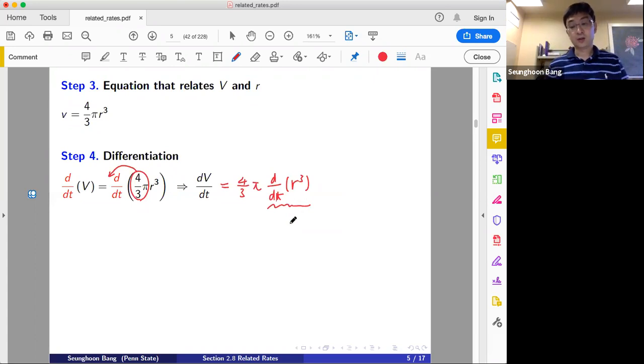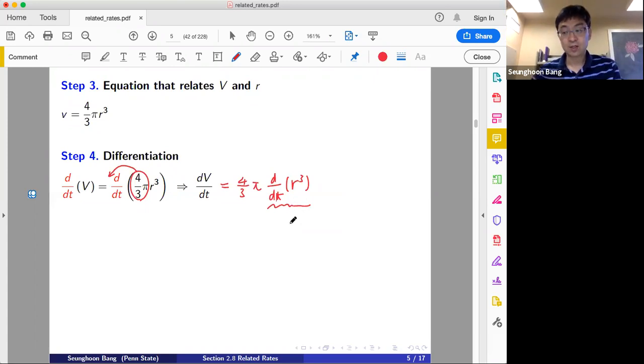The 3r squared, it's right, 3r squared. So that's it. So let me see. What is the variable? Is r a variable or not? Which one is a variable? Here, t is a variable. So be careful. What is a variable? The t is a variable.